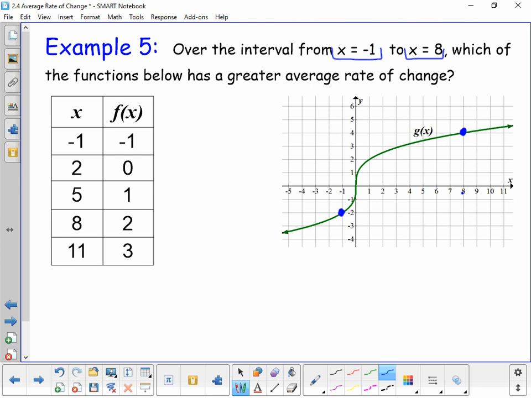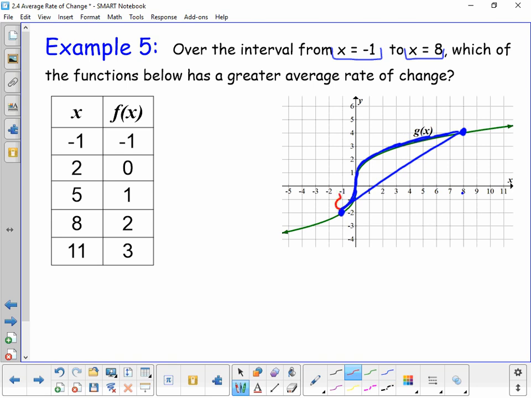If I look at the behavior of the function, it looks like it's increasing pretty quickly through here. Lots of fast increasing, and then it kind of levels out and it isn't increasing quite as fast. Well, I want to average that out. It's going to be this straight line.